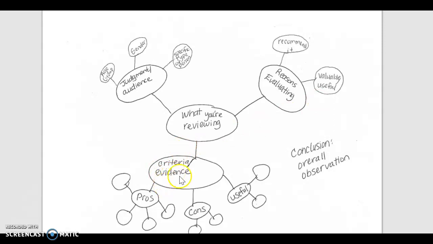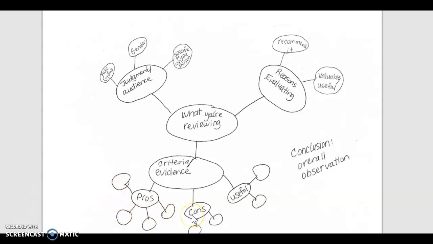And then, of course, the biggest part is going to be that criteria and then the evidence, which the criteria being like the pros and cons, the good and bad, and then the useful. And then the evidence is going to be where you break it down. So criteria and evidence, here's the pros, and then here's the examples of why it's pros.